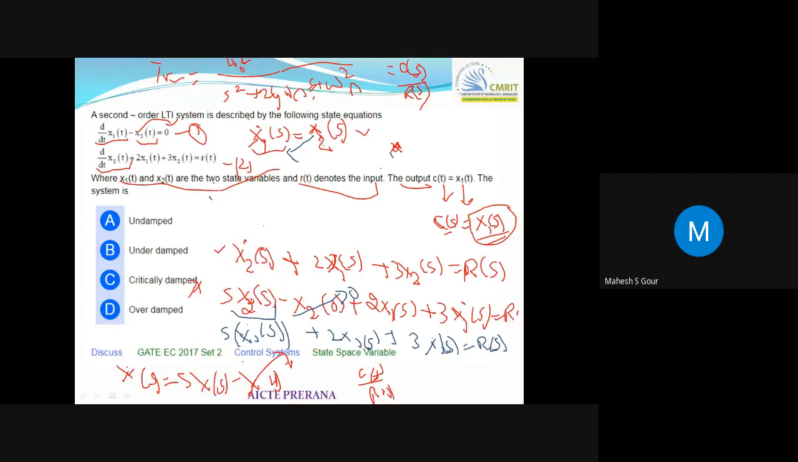What is your x1 of s? x1 dot of s, into x1 of s, correct? So it will be s into x1 of s. The initial condition is 0, so no need to write. So s into x1 of s.